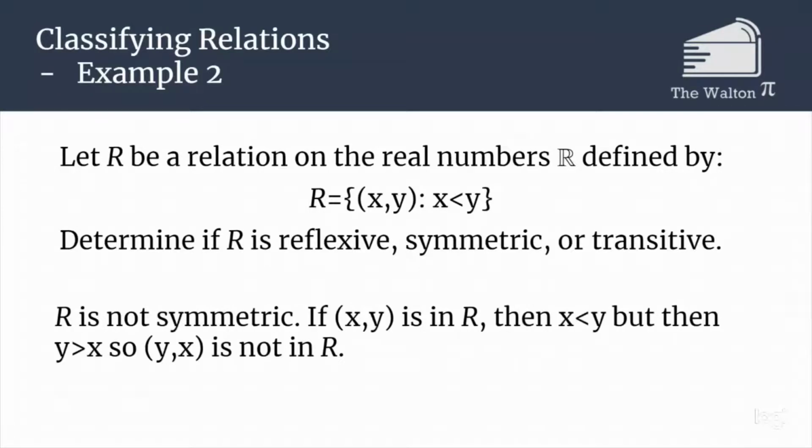It is also not symmetric because if (x, y) is in the relation, then x is less than y, which means it is impossible for y to be less than x, which tells us that (y, x) is not going to be in the relation.